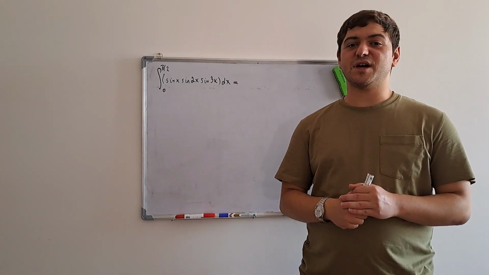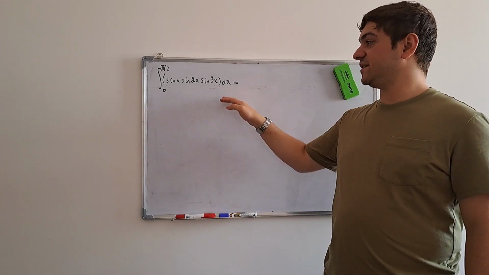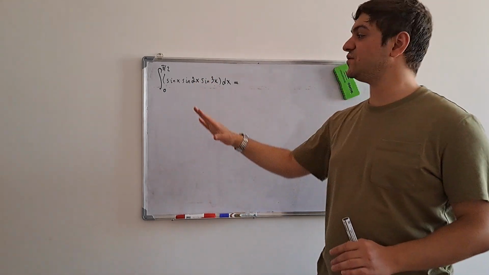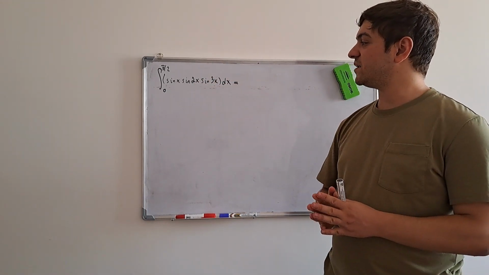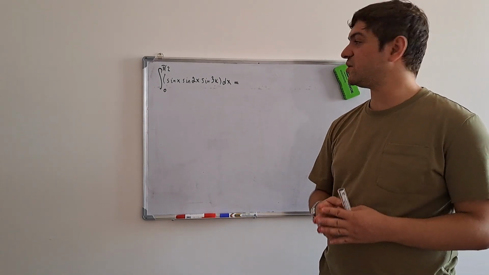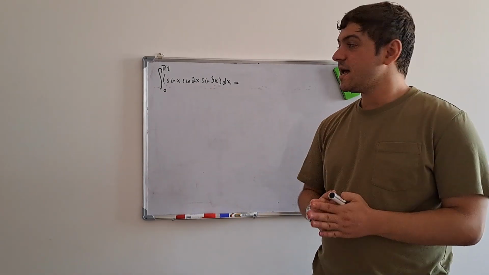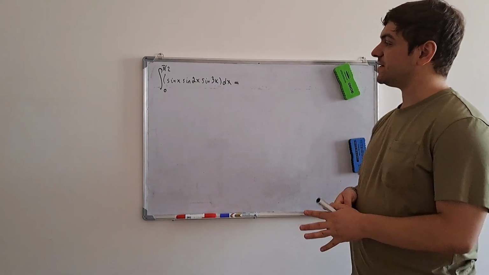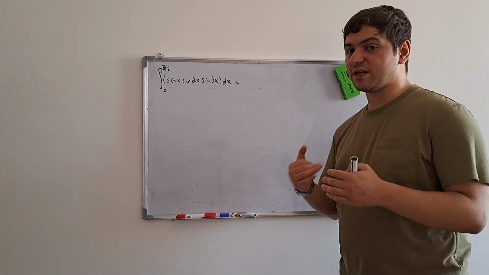In this video, we will try to evaluate the following definite integral. At first sight, it seems to be a confusing expression, and we have no clue where to start or how to integrate this. But thankfully, we can utilize trigonometric identities, and let me show you what identities we'll be using.